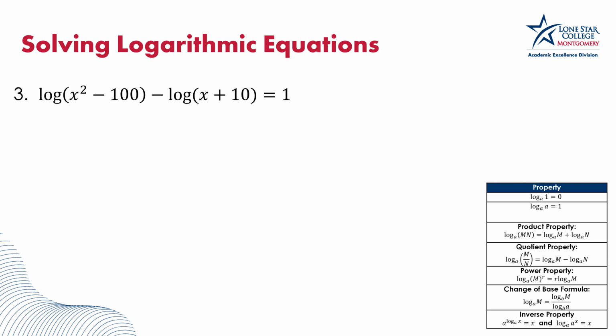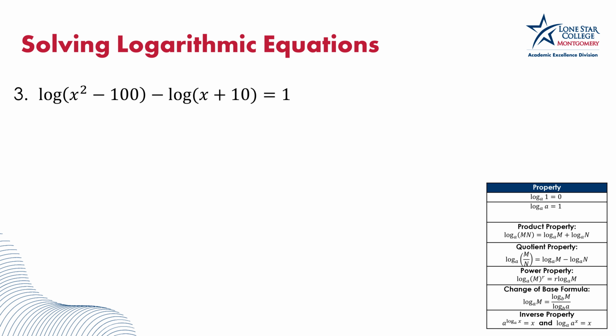Another one we have: log of x squared minus 100 minus log of x plus 10 equals 1. So this time, even though there's only logs on the left-hand side, we don't want to move that negative log of x plus 10 over to the right side because we have that constant 1 on the right-hand side.